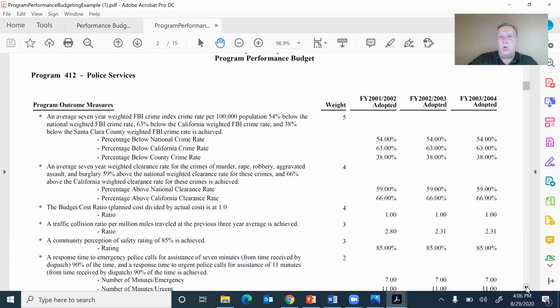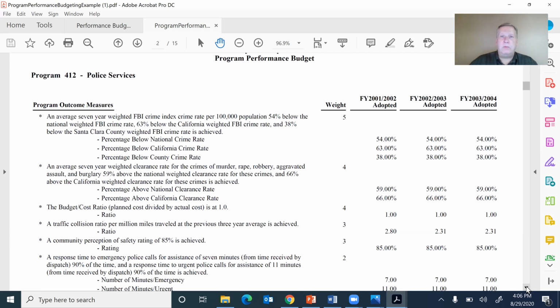So we have goals at the national, the state, and the local level. So we want to be 54% lower than the feds, we want to be 63% lower than the state rate, and we want to be 38% lower than our county rate. Then you'll see another goal, average 7-year weighted clearance rate for the crimes of murder, rape, robbery, aggravated assault, and burglary, 59% above the national weighted clearance rate for these crimes, 66% above the California weighted clearance rate. So we want to clear these crimes at a higher percentage than the national level and the state level.